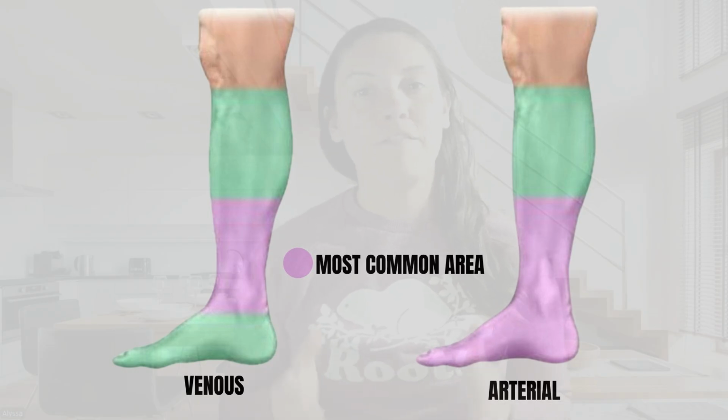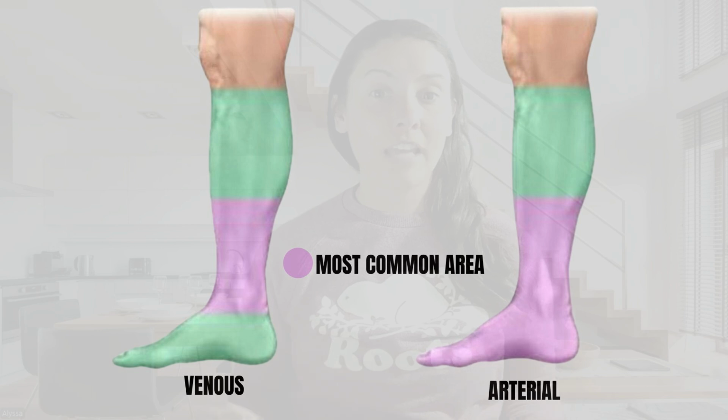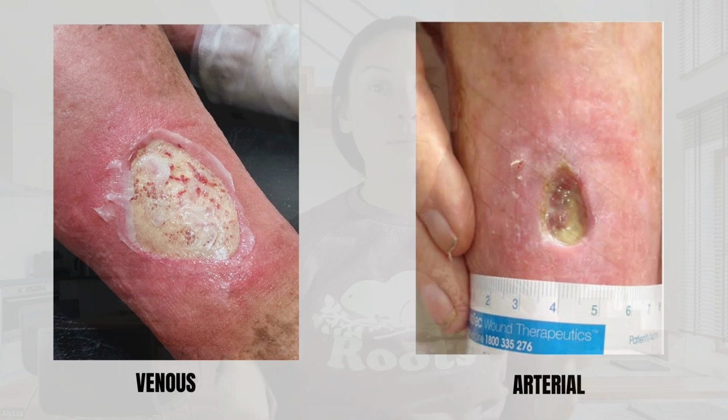Now let's compare venous and arterial leg ulcers side by side. So location. Venous ulcers typically occur around the lower leg, often near the ankle, whereas arterial ulcers are often found on the feet, toes, or shin. Their appearance, so venous ulcers are usually shallow with an irregular edge and a yellow or greenish wound base, while arterial ulcers are deeper with well-defined edges and a pale or necrotic base.